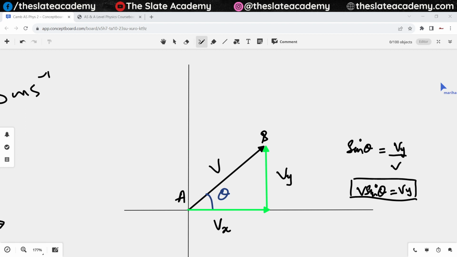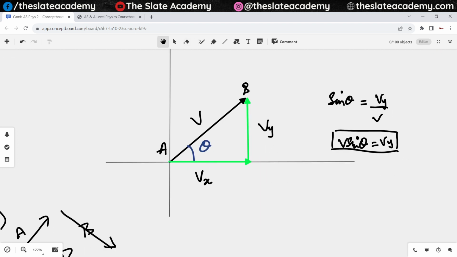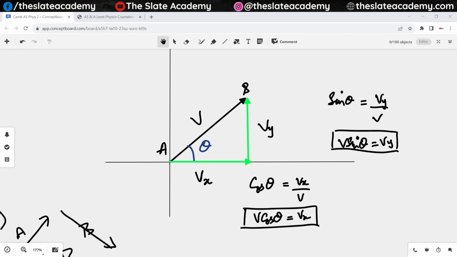Similarly, I can also say that cos theta will be equal to adjacent by hypotenuse, so vx by v, and rearranging it, I get v cos theta is equal to vx. This is the component of the vector along the x-axis. This vector can be any quantity. It can be velocity, force, acceleration, any vector quantity at all. It can be resolved this way, so that I can find its x and y component. Understood?